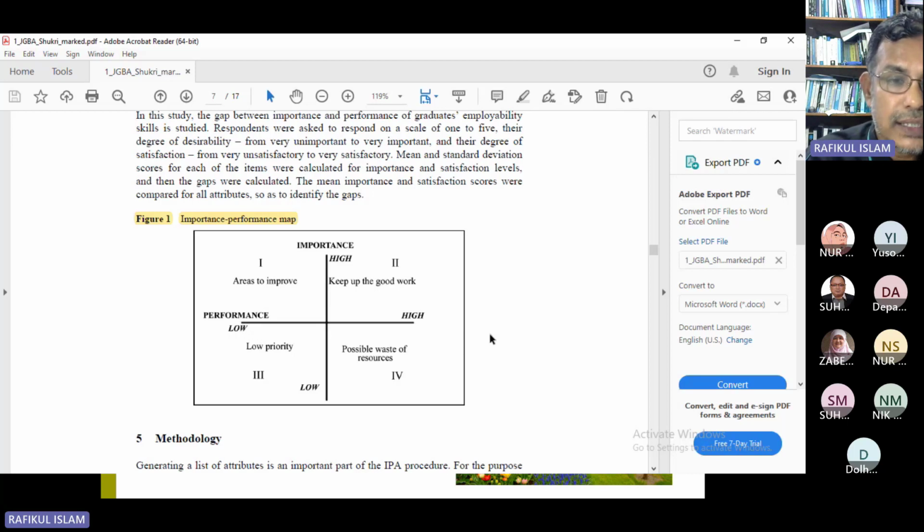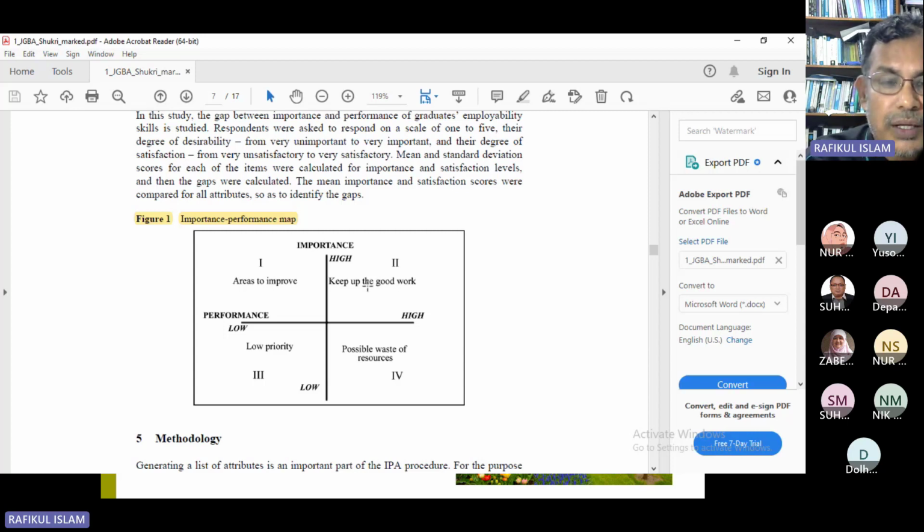Now, the 2 axes: the importance we will consider along the vertical axis, and performance along the horizontal axis. So when we are here, that means performance is low, but importance is high. For the item, performance is low, importance is high. That means these are the items that need to be improved.